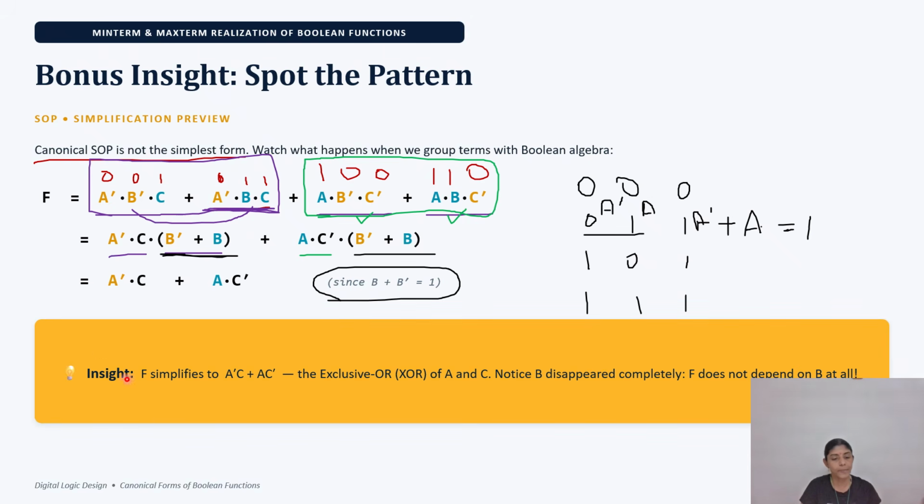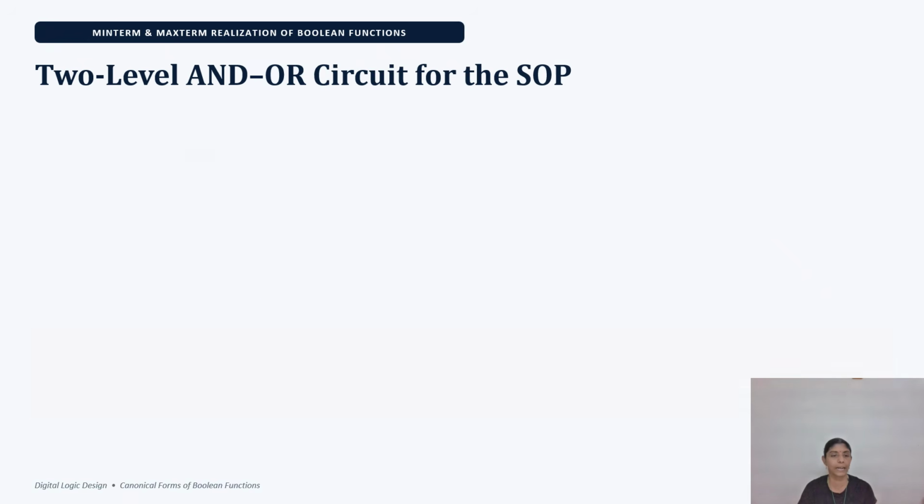So what is the resultant here? This F is nothing but equal to this representation, right? In the earlier one, how many literals did you get? Many literals. How many groups did you get? 4 groups you got. But here you got only 2 groups. So what is the inside here? F simplifies to A dash dot C plus A dot C dash, the exclusive OR, XOR, of A and C. Note, B disappeared completely. How did it disappear? Because B plus B dash is equal to 1. So F does not depend on B at all. Right? That is the conclusion.